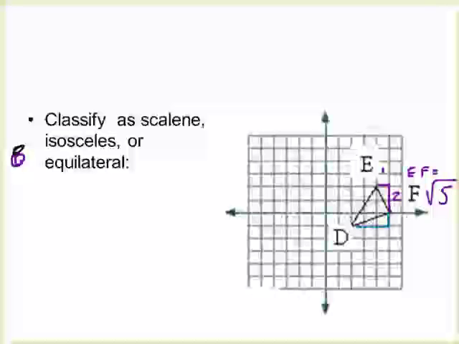Connecting D and F, I get a 1 and a 3. So DF is going to be the square root of 10, applying the Pythagorean theorem to those numbers. And for the last two, I get sides of 2 and 3. So that means that ED would have a length of square root of 13. Those are all different. So that means that this triangle is what? Scalene.